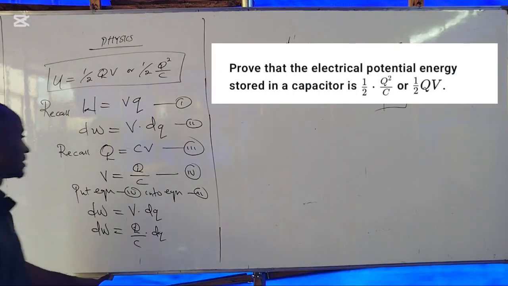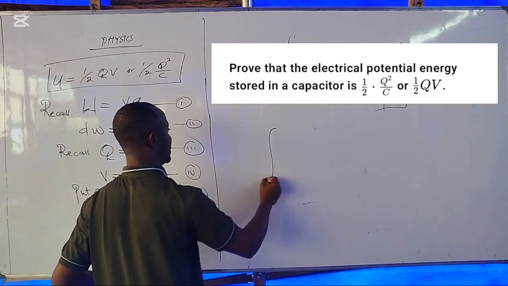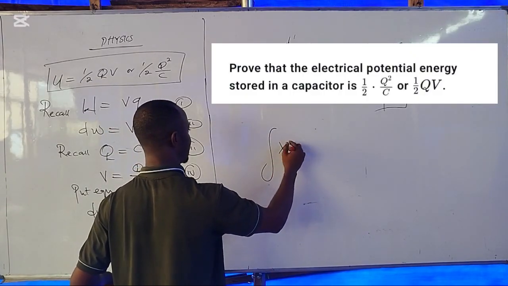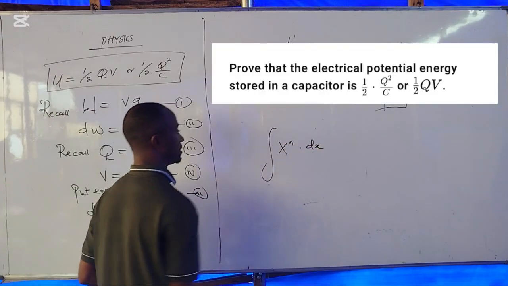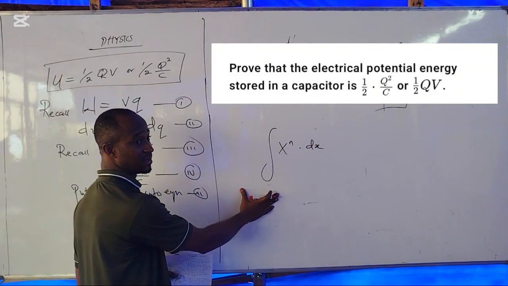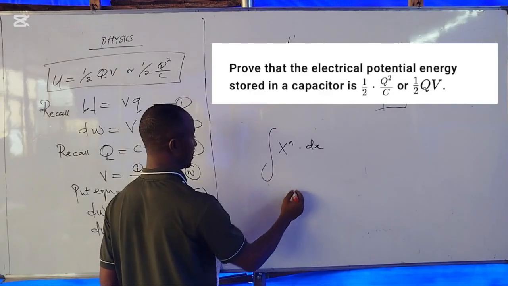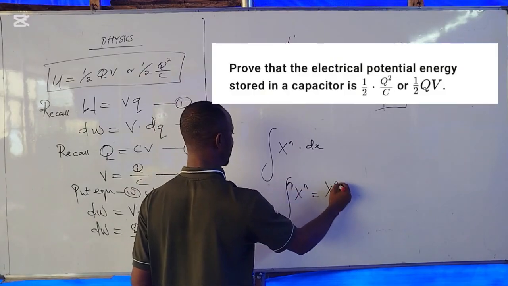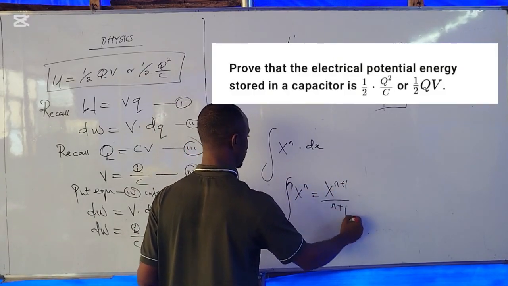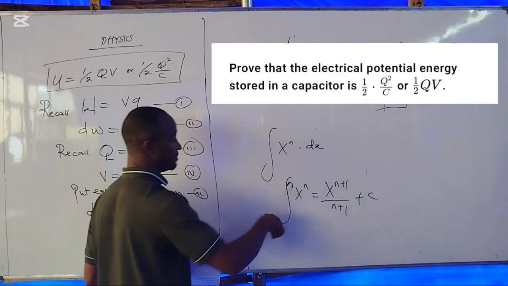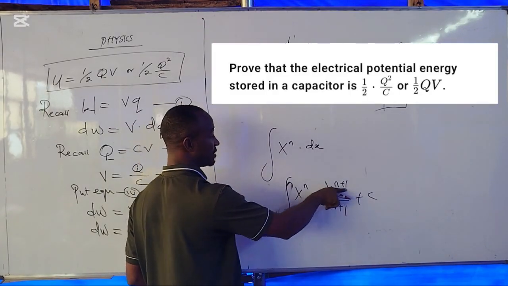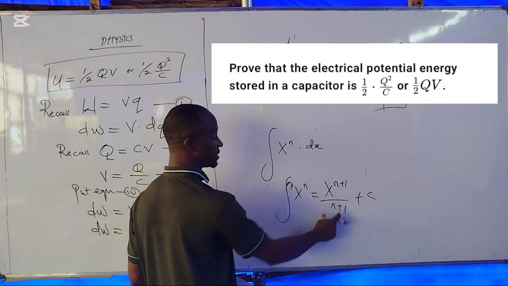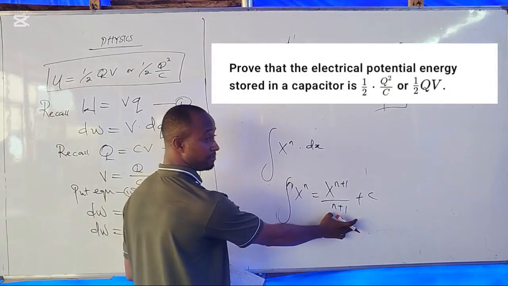In mathematics, if I have, let's say, the integral of x raised to power n dx, I'm to integrate. The rule says what? Integral of x^n equals x raised to power n plus 1 over n plus 1, plus c. To integrate means I'll be adding 1 to the resulting power, then divide by the resulting power.